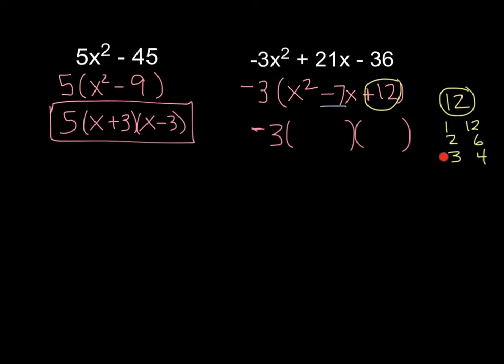So again, 7 is the correct value, but it's the wrong sign. In order to make it negative, we need to change both of them to negative. Now remember, not just one of them, because a negative times a negative will stay positive for this 12, and negative 3 plus negative 4 is negative 7, which is what we need. So this is our factor pair we're going to use. So we have x minus 3 and x minus 4.